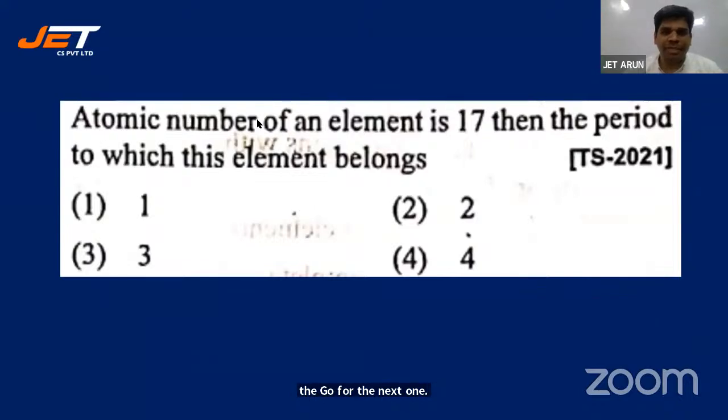Atomic number of an element is 17. Then period to which this element belongs: first, second, third, or fourth? 1, 2, 3, or 4. Oh, 3. Kartikeya. Good. Natha. Good, students are now interacting. I really appreciate students. Interact cheyandi. Nothing wrong. Tappo ina, nothing wrong.